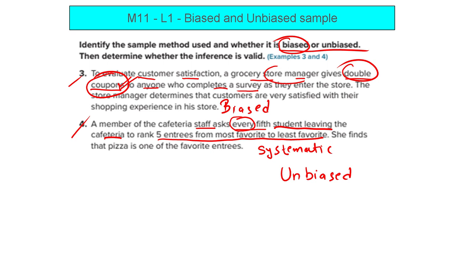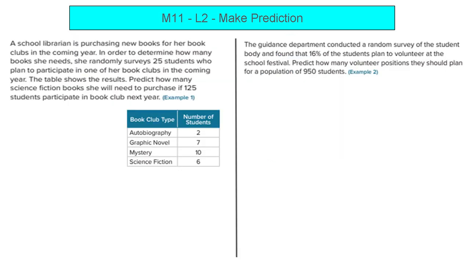If he will do it with every fifth student, he will get very good data, right? So this is unbiased. It will give you fair and correct data. Okay. So lesson number 1 of module 11 is finished. Let us come to lesson number 2.